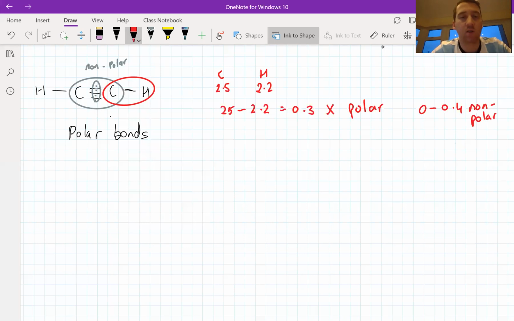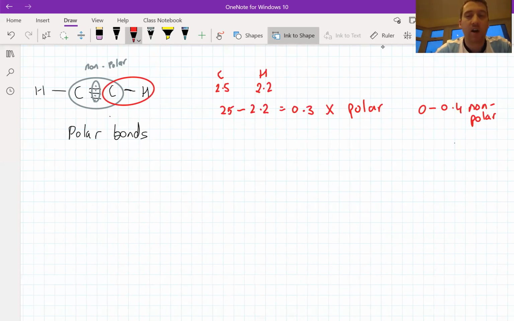So no dipoles are created. We do not have delta positive and delta negative areas, partial positive and partial negative areas. So no permanent dipoles are created in these molecules because it's the same no matter which molecule you're talking about. We're still talking about bonds of carbon to hydrogen or carbon to carbon. That's all you find in these molecules. There's no other atoms in here.